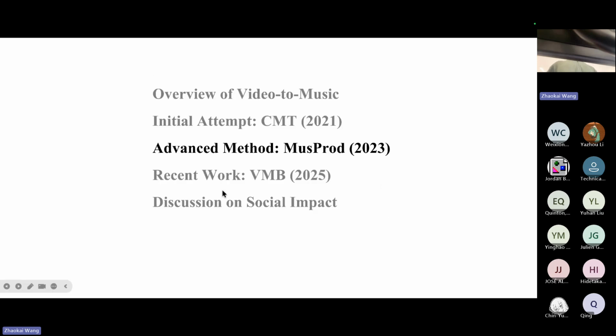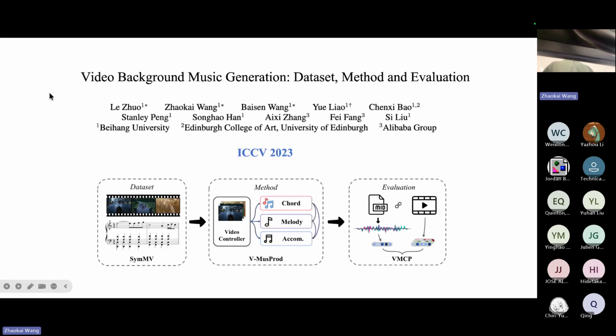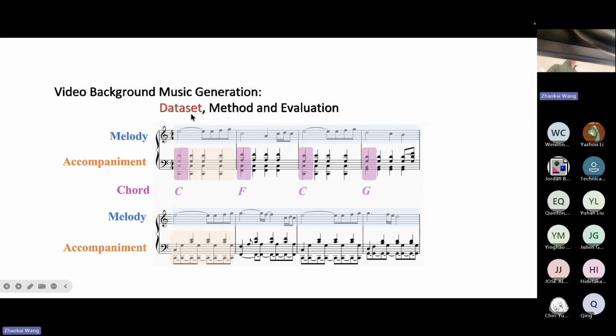So the second method, the second paper I introduce, is our paper in 2023. We want to address the problems in the first paper: we do not have a paired dataset for this area, and we do not have an objective metric for video to music correspondence. So in this paper, we first design this dataset, and we design a method, and we also create an evaluation metric for this.